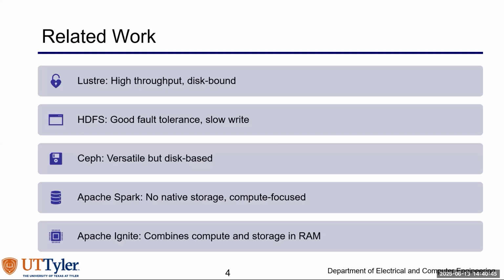Yeah, so the related work, as I mentioned earlier, we did the literature review on Lustre, which is high throughput but disk-based storage, and then HDFS, which is good for fault tolerance but slow in write operations, as well as Ceph, which is versatile but also a disk-based solution. Then Apache Ignite has no native storage but is compute focused. But with in-memory computing, Apache Ignite combines compute as well as storage in RAM. So that's why we would like to leverage these features with respect to the in-memory computing system of Apache IGFS. Yeah, next slide, please.